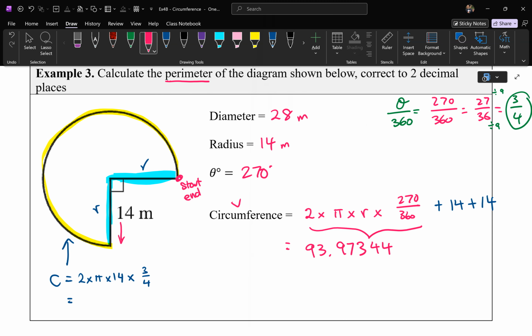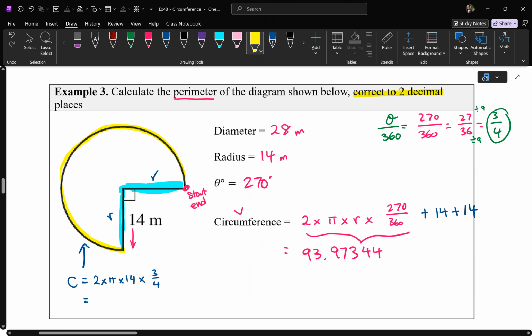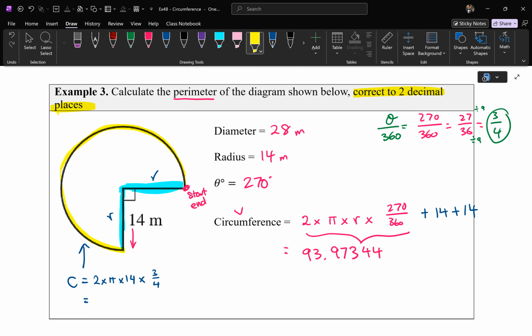93.97344. Now read the question. They don't want you to write your answer randomly. They want it correct to 2 decimal places. So your final answer should be 93.97. Very good. You only take the first 2 decimal places, 97, and check if the next number is 5 or more. If it's 5 or more, you round the last digit up by 1. Otherwise, you leave it. So it's 97. Don't forget your units. 93.97 meters. Okay, so that's a typical exam question for year 8.